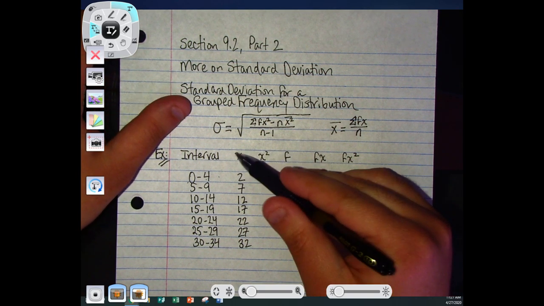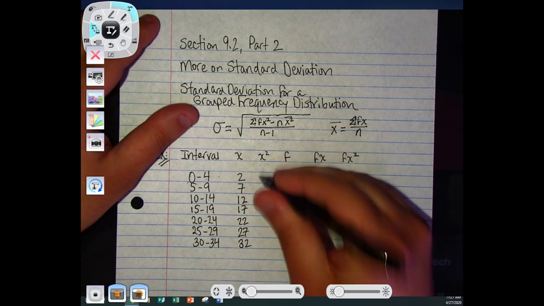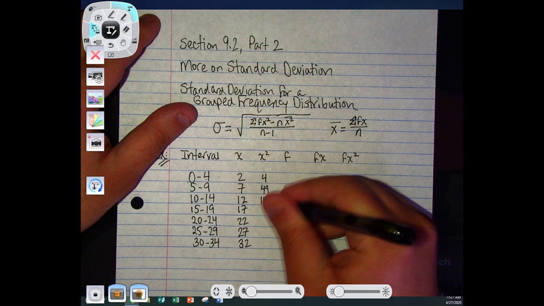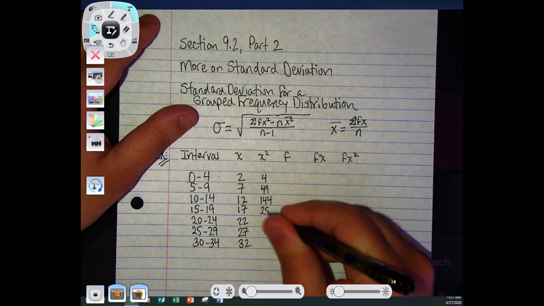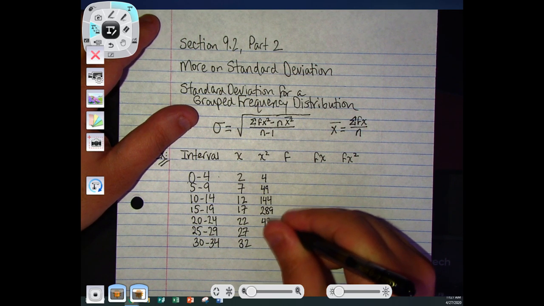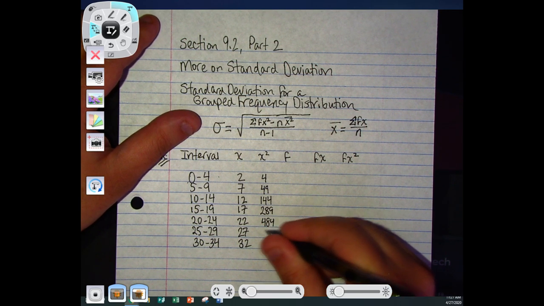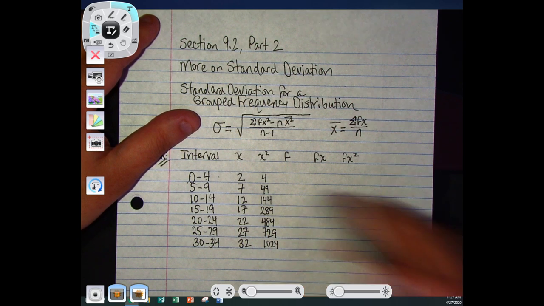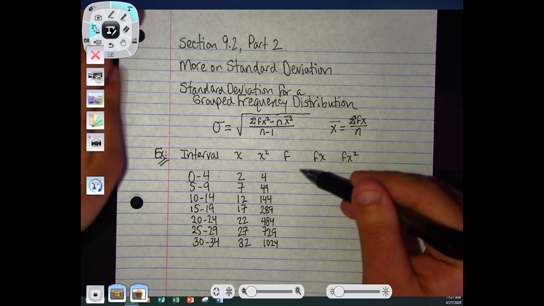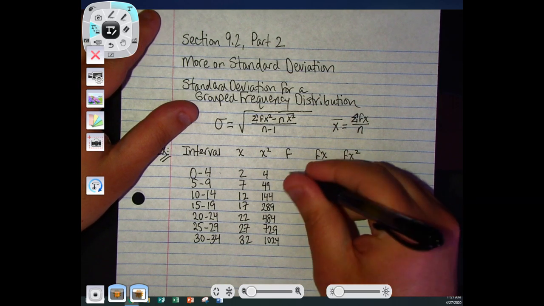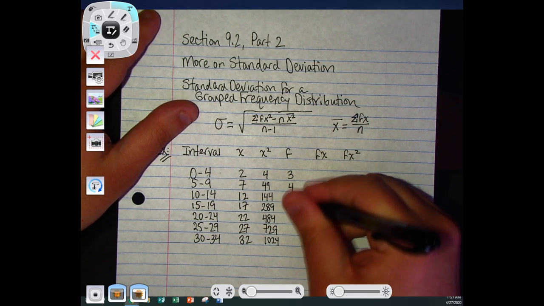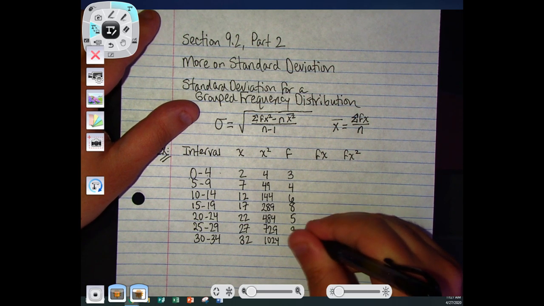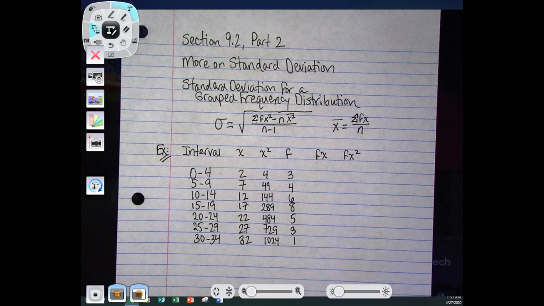Then I'm going to square each of these. So we have 4, 49, 144, 289, 484, 729, and 1024. Now the frequencies came from the previous example that we did, so that's 3, 4, 6, 8, 5, 3, 1.